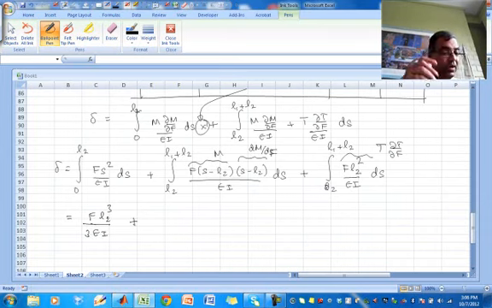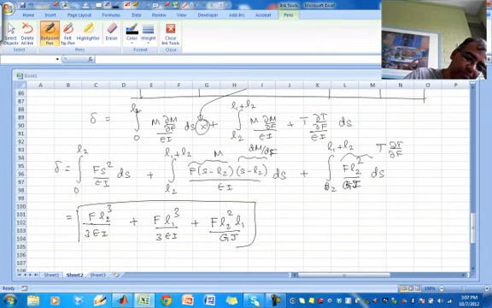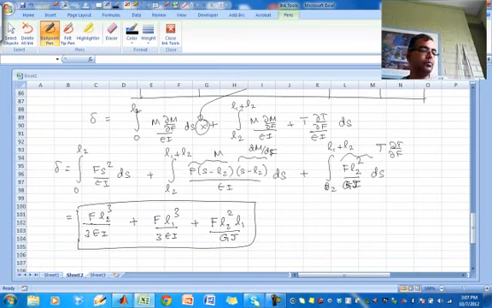If you do the integral, and I will let you do the integral, you will get F L1 cubed over 3 EI, plus the last one is a very simple integral that will give you F L2 squared L1 over GJ. Thank you. Notice the three pieces. Okay, let's see what the three pieces mean.